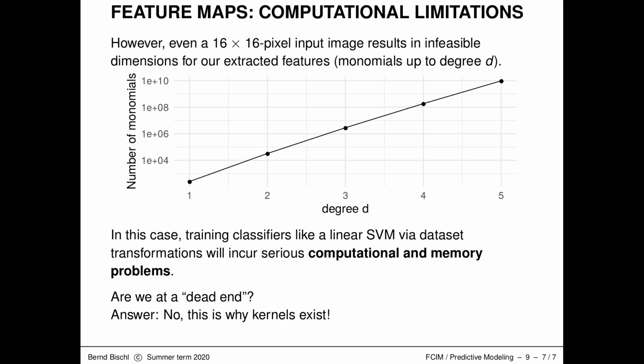So are we now at a dead end? Can't we use these types of feature extraction mechanisms for medium dimensionality data sets? The answer is no, and this is exactly what there is a very nice and elegant way out of this dilemma, and this is using kernels, and this is exactly what this complete lecture chapter is about.